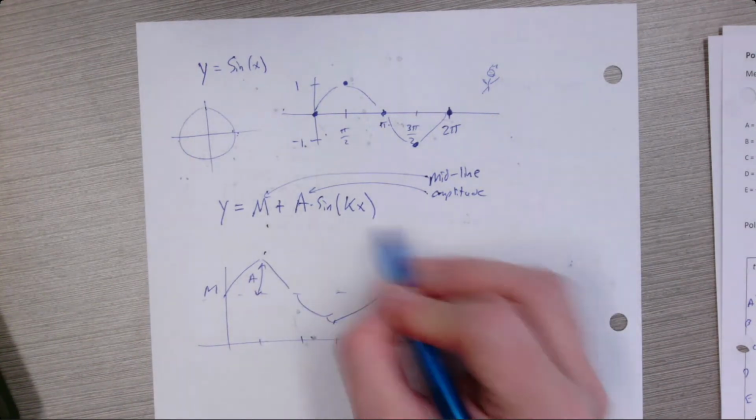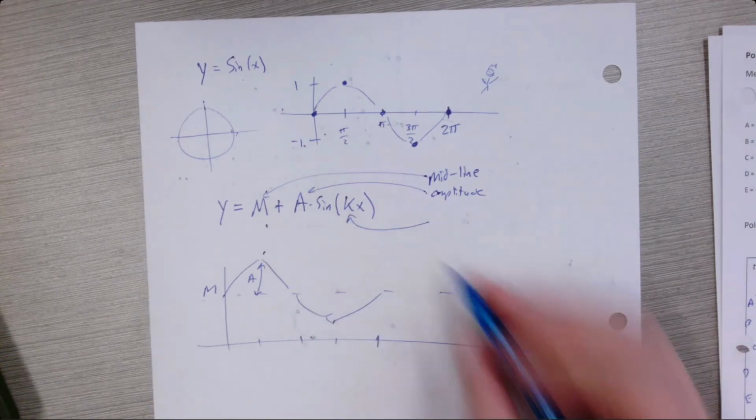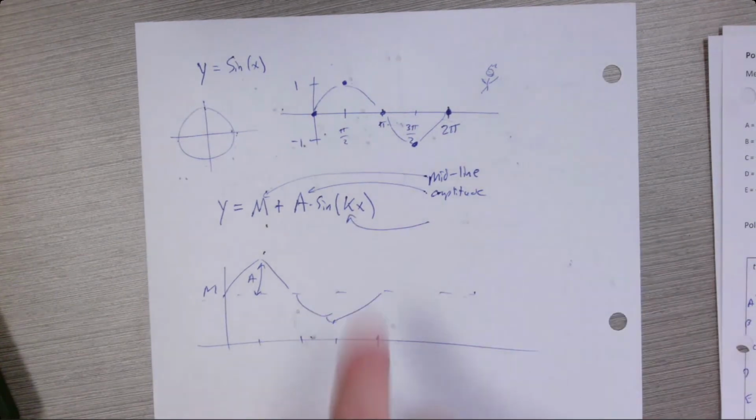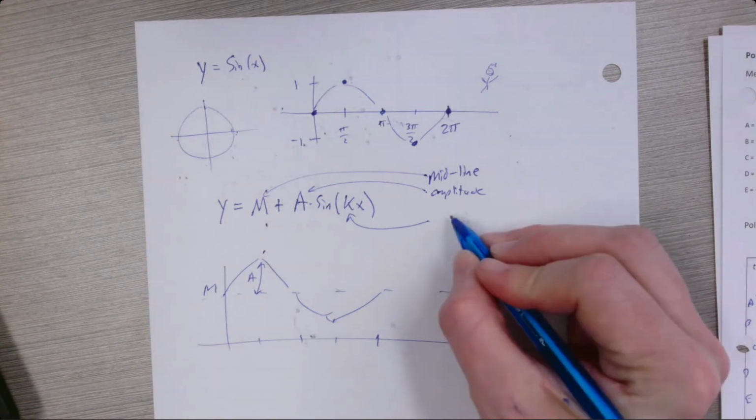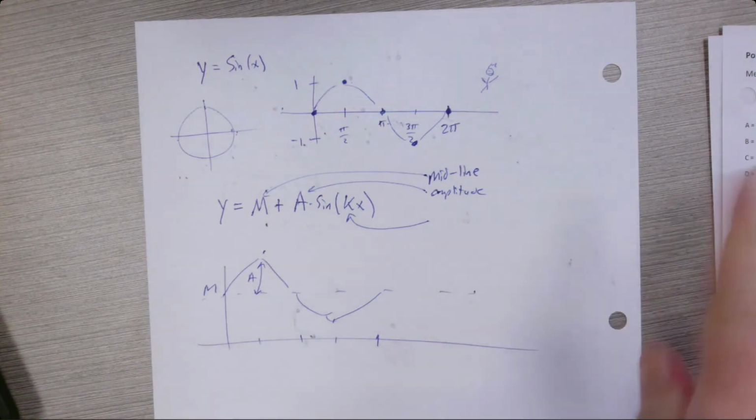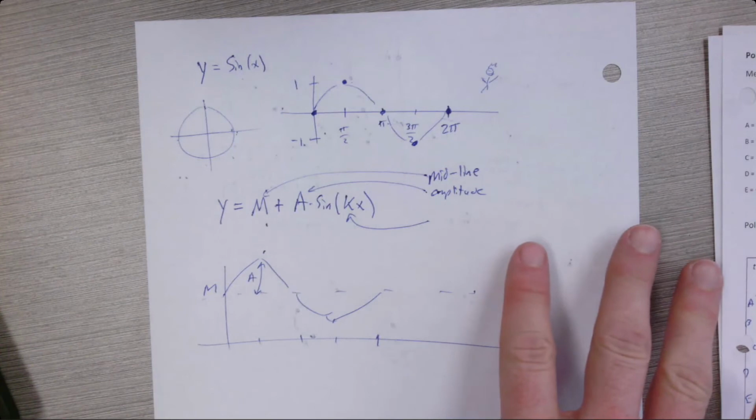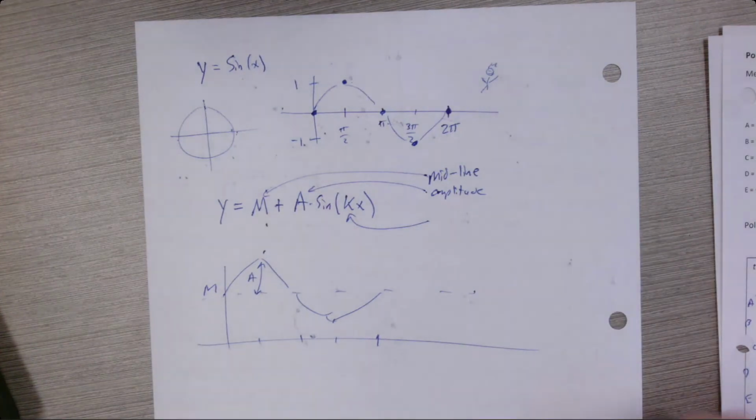Okay, so what's this k about? The k is called the frequency. It doesn't actually tell you the length of one full wave. That's called the period, the length of one full wave. Think about it this way. There's an equation that you can use to get it, but you don't have to memorize the equation. It makes a lot of sense.